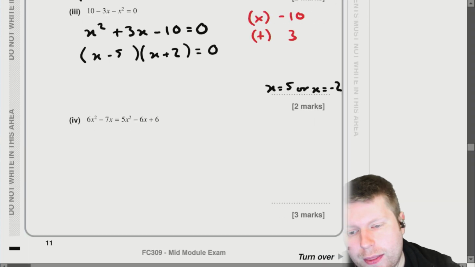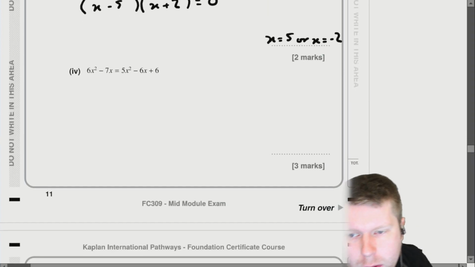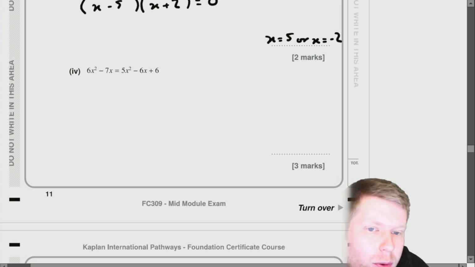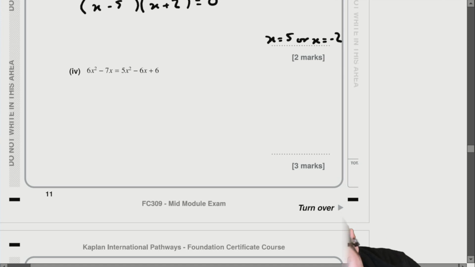Okay. So again, really straightforward questions, but people made errors with the negatives. Okay. All right, and then the final question, I need to make it all equal to 0. I think the obvious way of doing that is moving everything from the right-hand side onto the left-hand side, okay? But you can do it left to right, doesn't really matter. So if I take away 5x squared from both sides, I just get a single x squared.